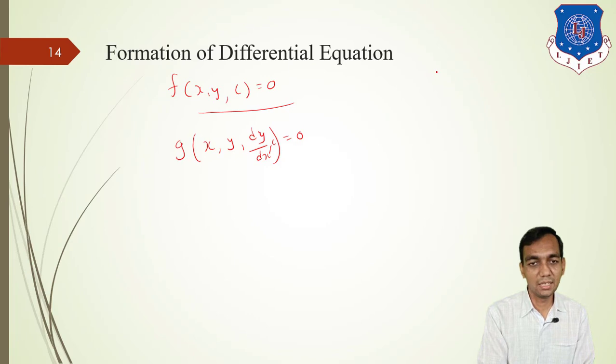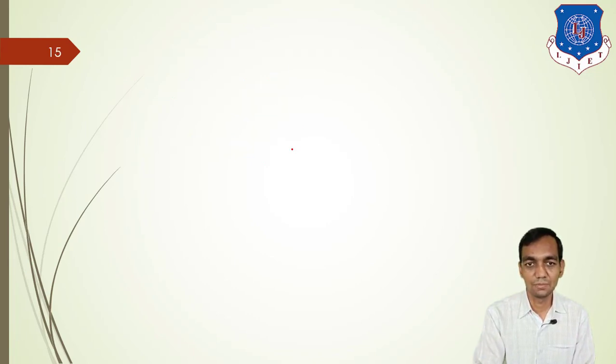Now, for a single arbitrary constant, c, the first order derivative is enough. But if you have two arbitrary constants, then you have to differentiate twice. And if you have three arbitrary constants, then you have to differentiate thrice. That means whatever the number of constants you have, that much must be the order of the differential equation, as we have discussed. So we are going to check out one example.